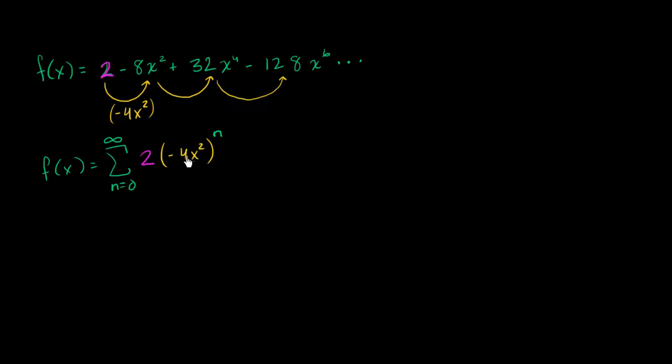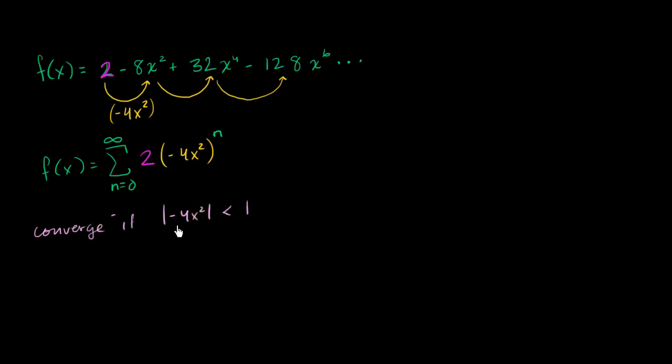Now, when will this thing right over here converge? Well, we know that a geometric series will converge if the absolute value of its common ratio is less than 1. So let me write this down. So converge if the absolute value of the common ratio, negative 4x squared, is less than 1.